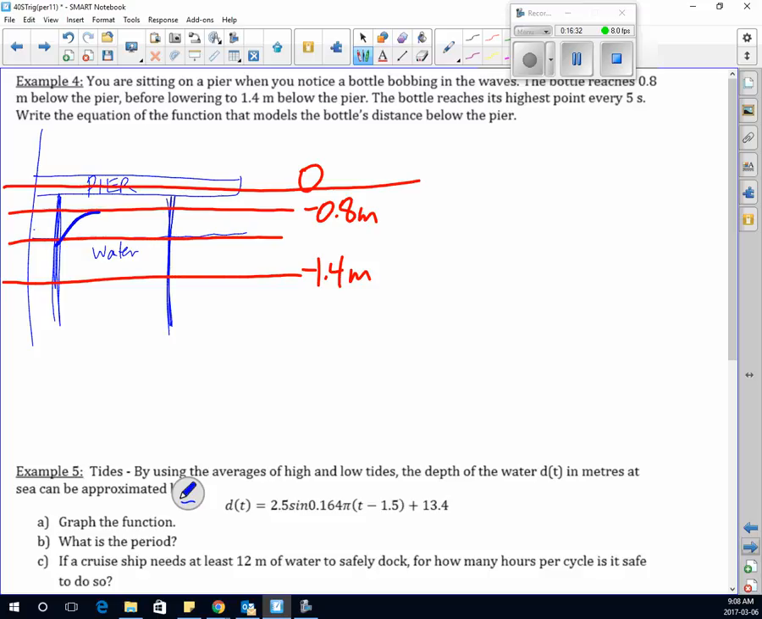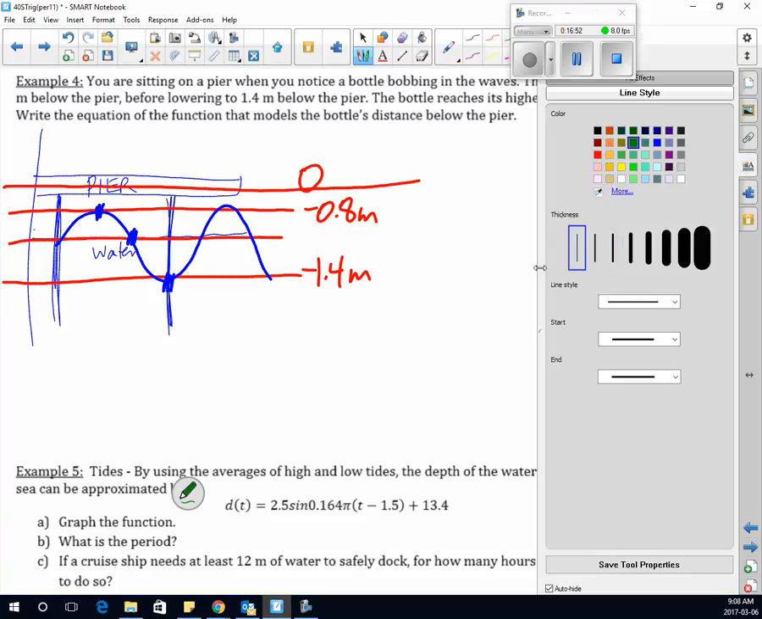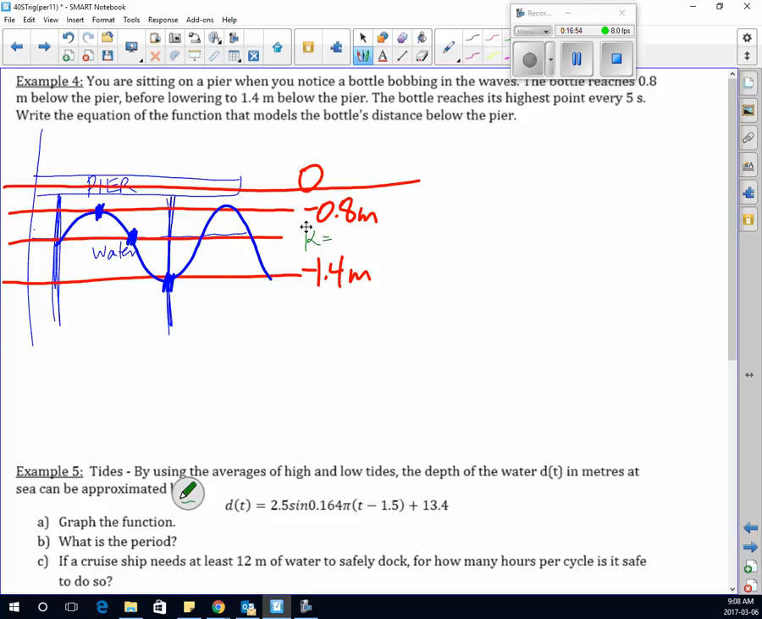It's going above, below, the bottle is bobbing. It's getting as high as that, as low as that. And when there is no waves, it's at whatever the level is, right? So what is that level? Add them up, divide by 2. What do we get? Well, 8 and 14 is 22. 22 divided by 2 is 11. So it'll be negative 1.1 meters, yeah?